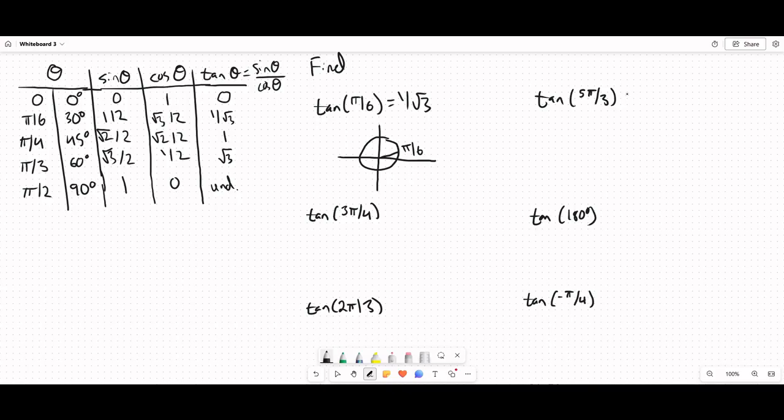What about tangent of 5 pi over 3? Ooh, I'm going to add one more in here. We're going to do tangent of 3 pi over 2 when we get to the end there. Okay, 5 pi over 3.